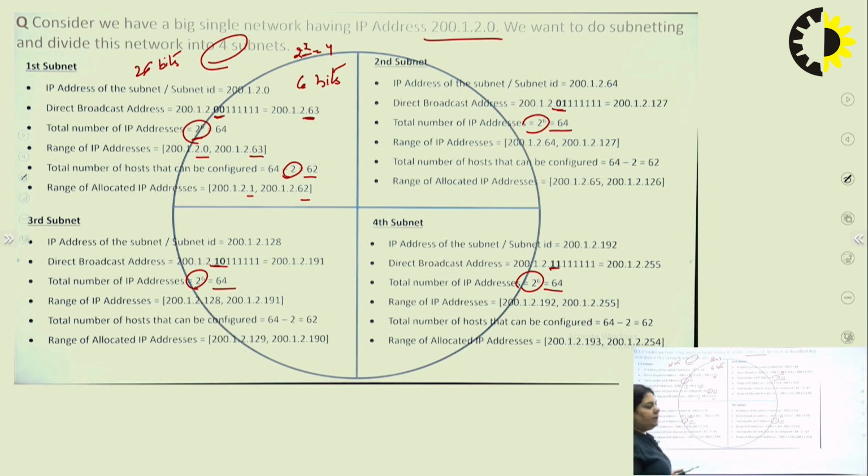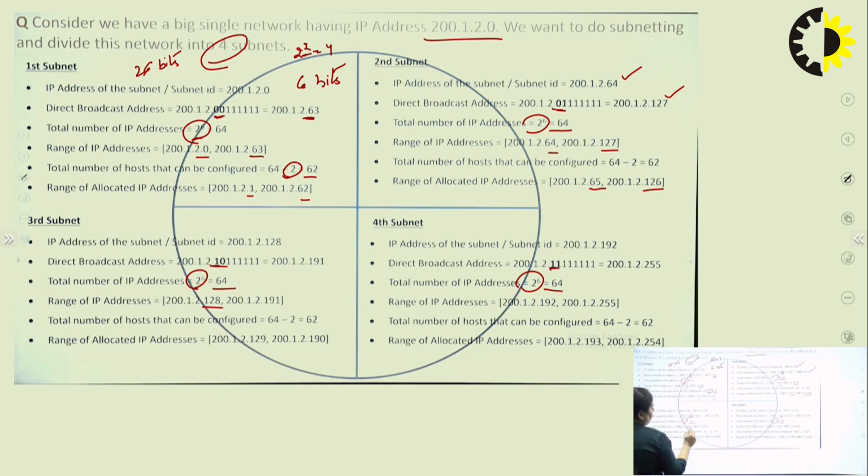Now for the second subnet, it would continue from here, 64 to 127. Again 64 is the first, 127 will be the last. So what is the allocated range? 65 to 126. Now for the third one, see here there was 127.